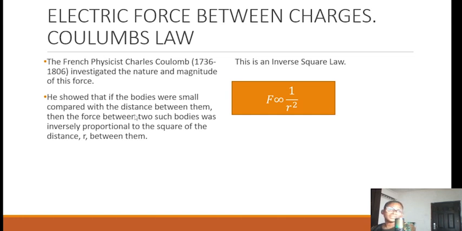So the French physicist Charles Coulomb investigated the nature and magnitude of this force, just the same way as Isaac Newton studied gravitational force, gravitational field. This physicist studied about what? Charges. That is the force between charges. You know that Isaac Newton investigated what? The force of attraction between masses. So Coulomb investigated the force between charges, and that was where Coulomb's law came from.